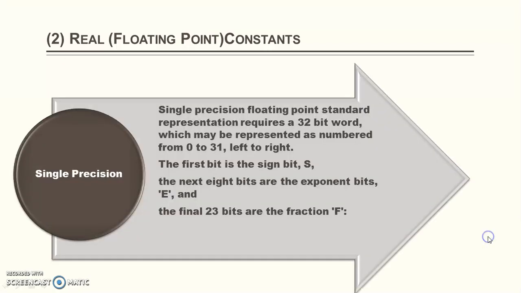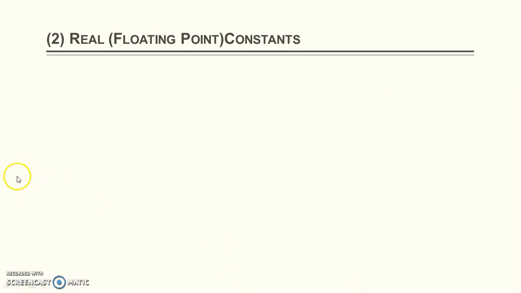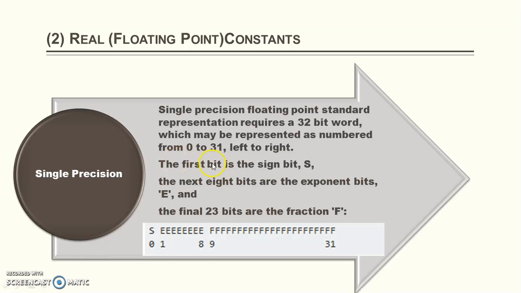Let's start with the single precision constant. The single precision floating point standard requires a 32-bit word, which may be numbered from 0 to 31 from left to right. The first bit is used for the sign bit, S. The next 8 bits are the exponent bits, represented by E. And the last 23 bits are known as the fraction part, represented by F.